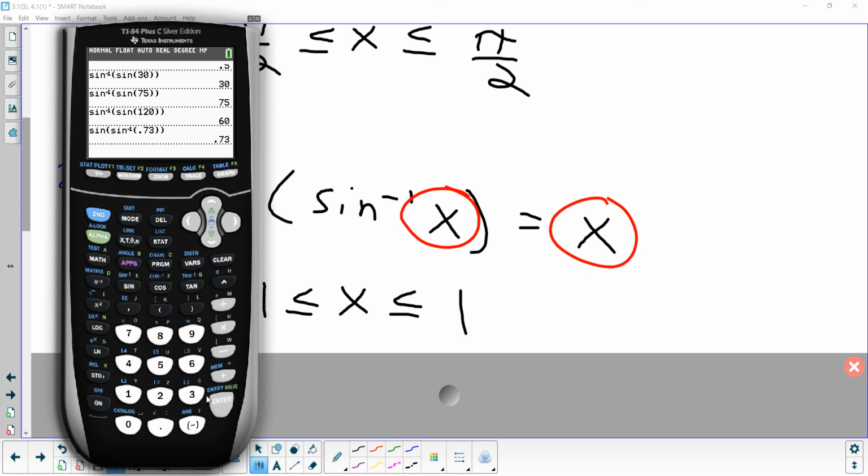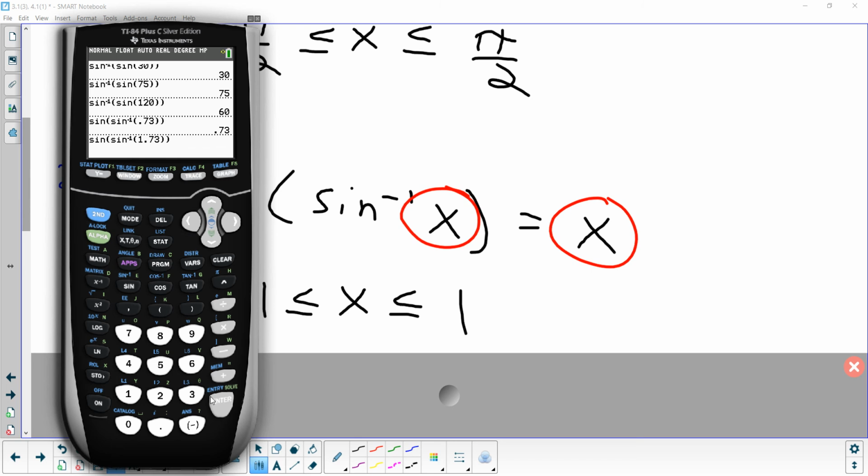Now let's try something that's not between -1 and 1. We saw what happened when we went outside the numbers we were supposed to. We got back something different than what we started with. This time, if we plug in something that's outside what we're supposed to, we don't even get back something different. We get an error saying you can't even do that. All right, so it doesn't work outside of -1 to 1.